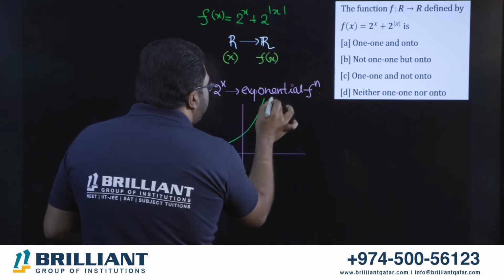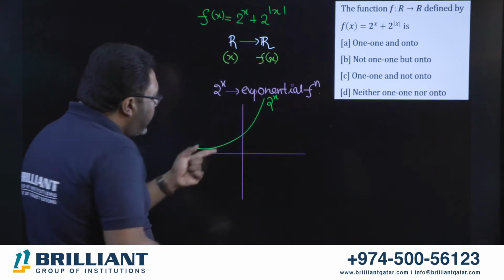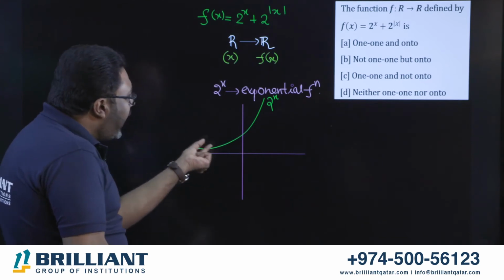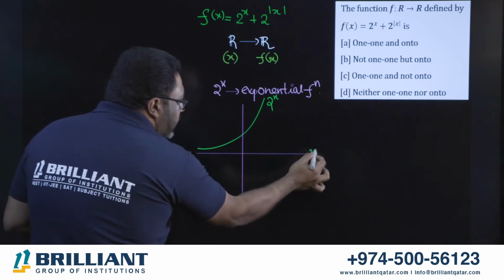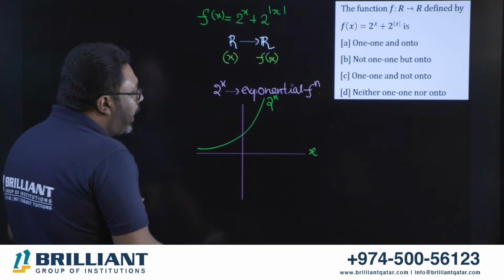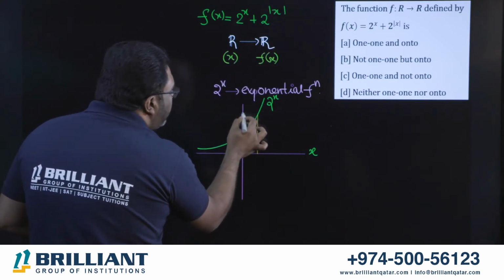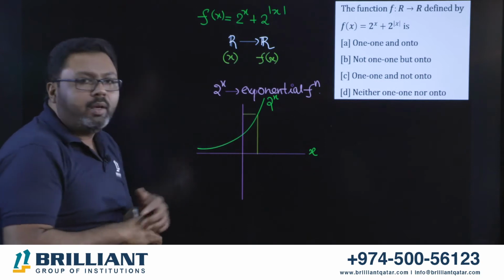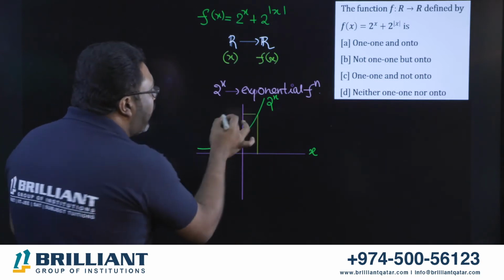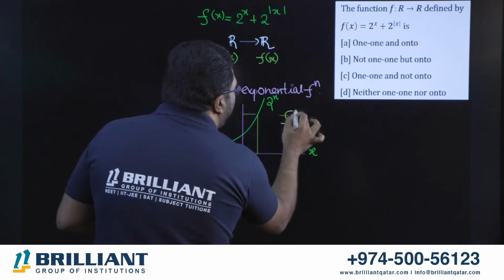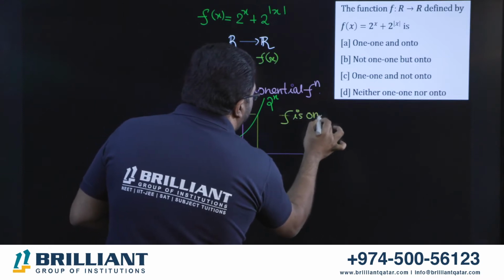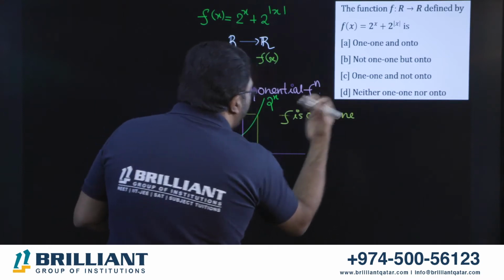An exponential function is going to look like this. Can you see that every x has its own y? It's very clear. Every x has its own unique y. So it is 1, 1, right? Graphically representing, f is 1, 1. F is 1, 1. No doubt.